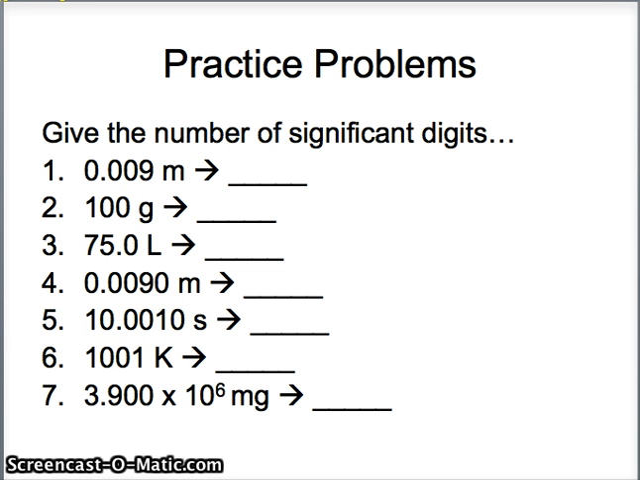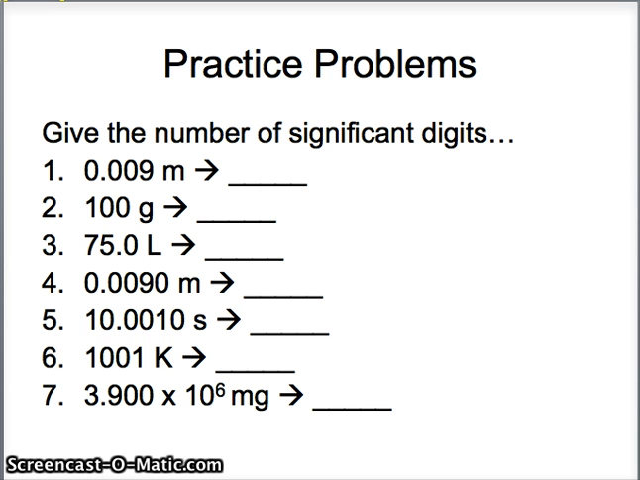Okay, so here are some examples. Let's look at 1 through 7 and see if you're able to get the correct answer. So go ahead, pause this video, and write them down in your notes, as I assume you're all taking notes, right? If not, start over from the beginning and start taking some more notes. Go through 1 through 7 and see if you're able to come up with the correct number of significant digits. And we'll check it over tomorrow in class.